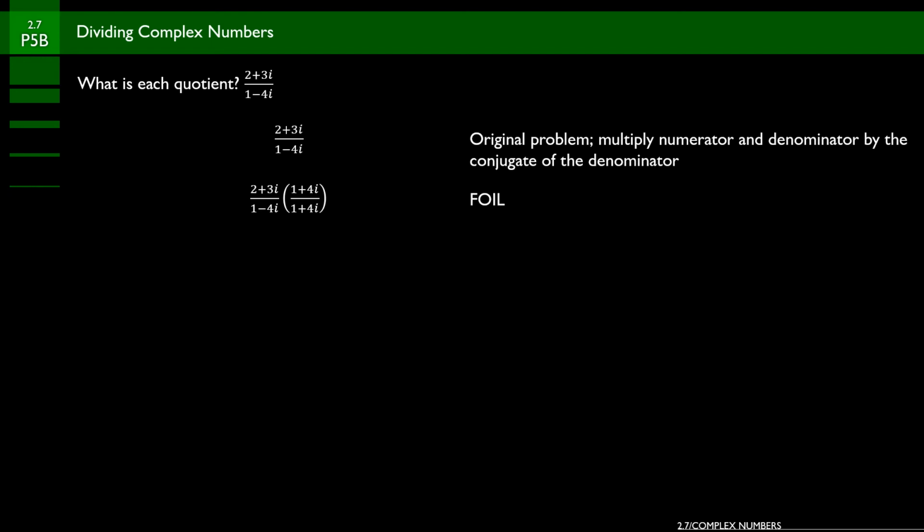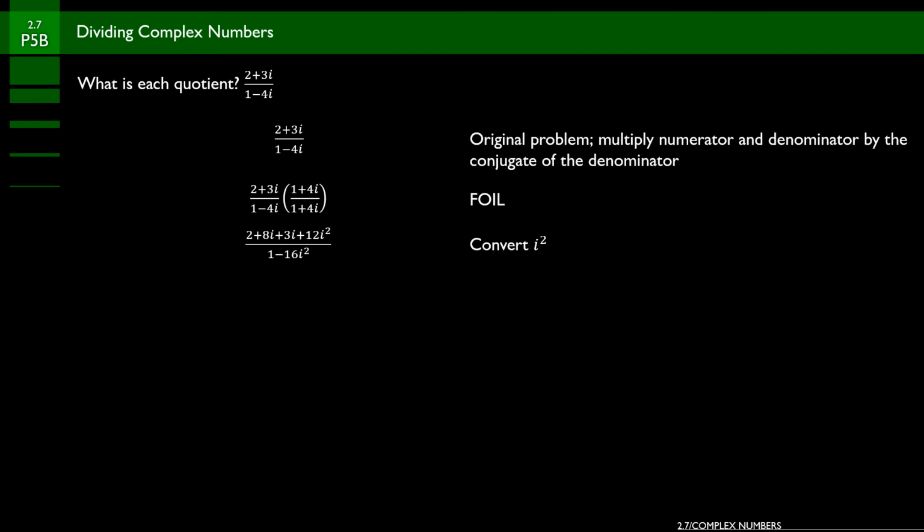So when we FOIL the numerator, we're left with 2 plus 8i plus 3i plus 12i squared. That's going to be over top of 1 minus 16i squared. Now remember that because these are conjugates, they follow the same rule as you would have with difference of squares. And whenever you're FOILing out like a difference of squares, you never have to do the O and the I. You only have to multiply out the F and the L. That's why we only have 2 terms in the numerator.